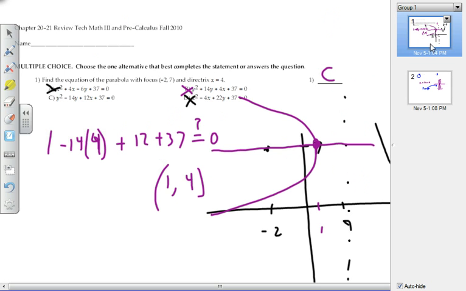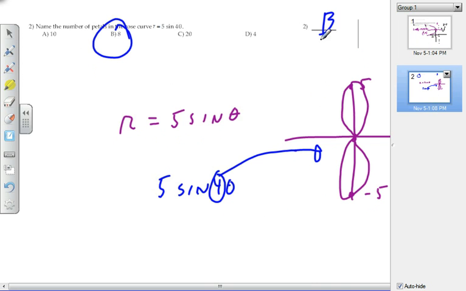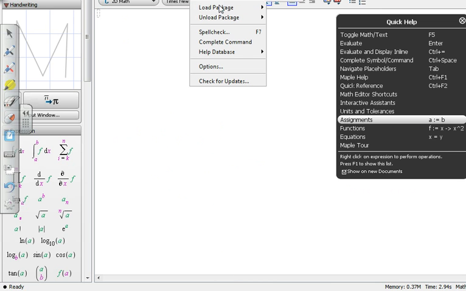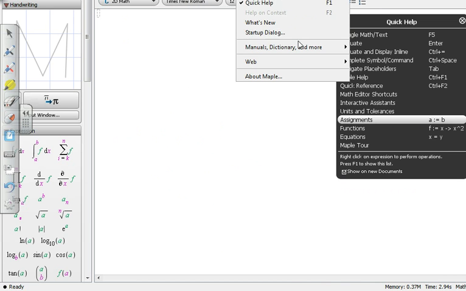Okay, we're going through the study guide for the test. Answer to problem number 1 is C. Answer to number 2 is B. I'm now in Maple putting in something to see whether or not I am correct. All right, let's see, assistants.